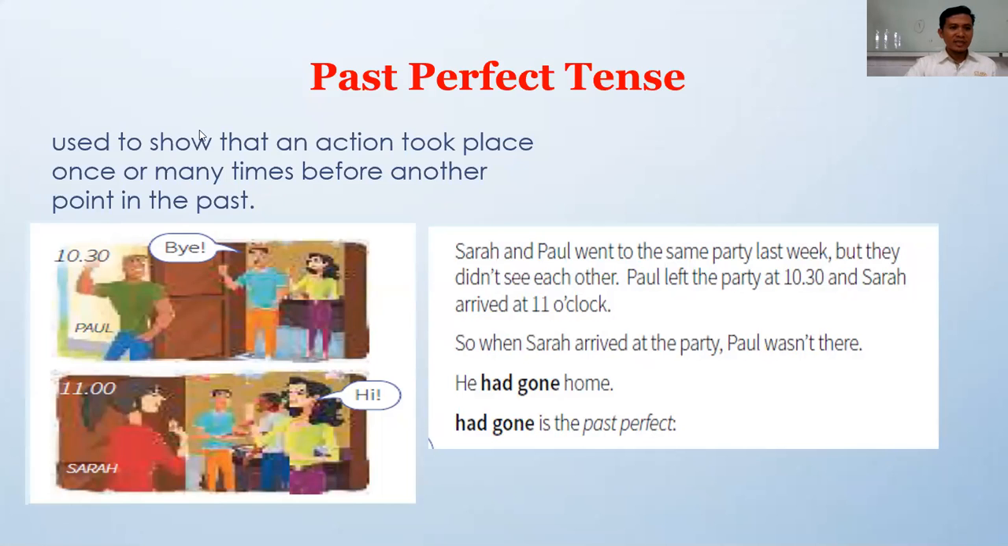Okay, so past perfect tense. We use past perfect tense to show that an action took place once or many times before another point in the past. So like before.